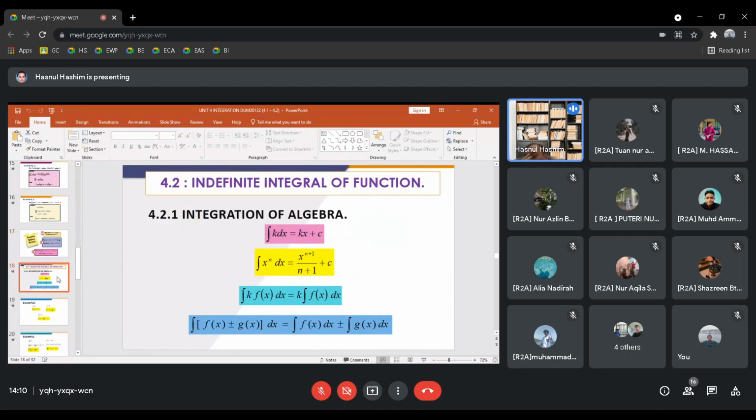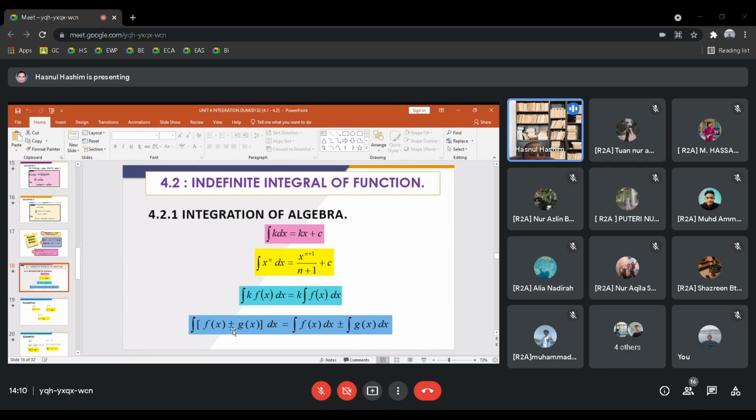Okay, this is the indefinite integral of a function. So if we integrate k, where k is a constant, we have kx plus c. When we integrate x to the power of n, we have x to the power of n plus 1 over n plus 1, plus c. When we have k times a function, we can take out the k in front, integrate the function, and after we have the integration, we multiply by k.